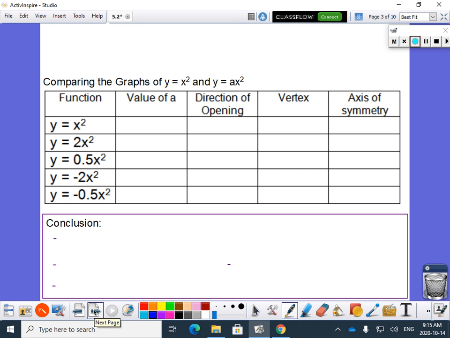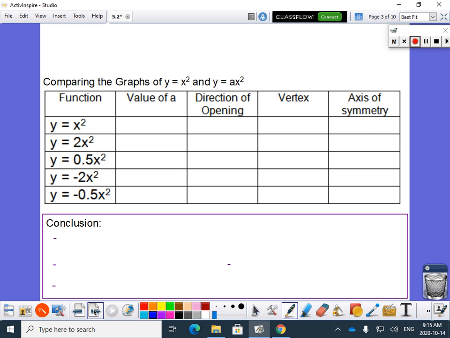Next. So we're going to compare the graphs of y equals x squared and y equals ax squared. Okay? Don't let this confuse you. This is nothing new here. This is like saying we're going to compare y equals x squared and y equals, let's just say a is 2, 2x squared. What is the difference between these two? Okay, and we've done a lot with these two. This is really a review table, if anything.